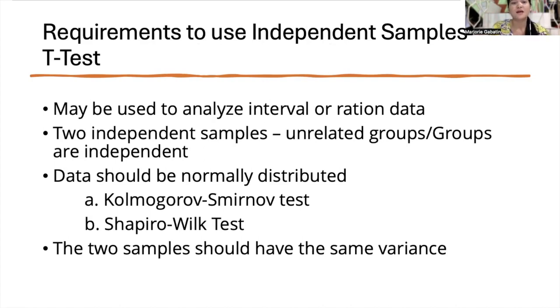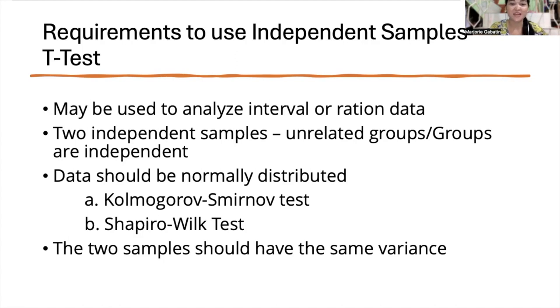What are the requirements for you to use the independent samples t-test? Now, class, the independent samples t-test may be used if you want to analyze interval or ratio data. And then, like I said earlier, I'm emphasizing this. You have two independent samples coming from two unrelated groups, meaning groups which are independent of each other. For example, this is group 1, this is group 2. And these respondents are different. They are not the same.